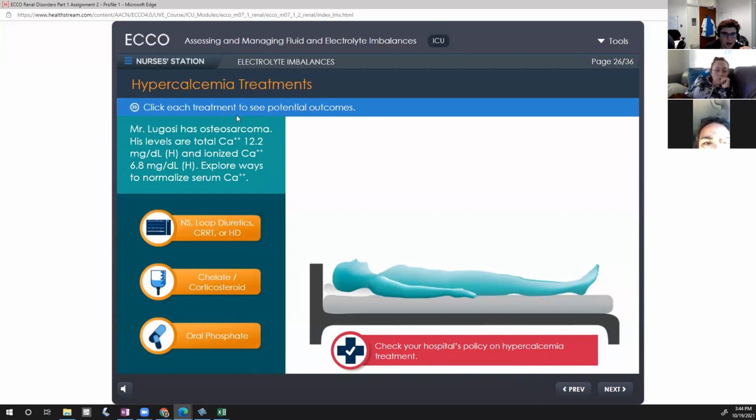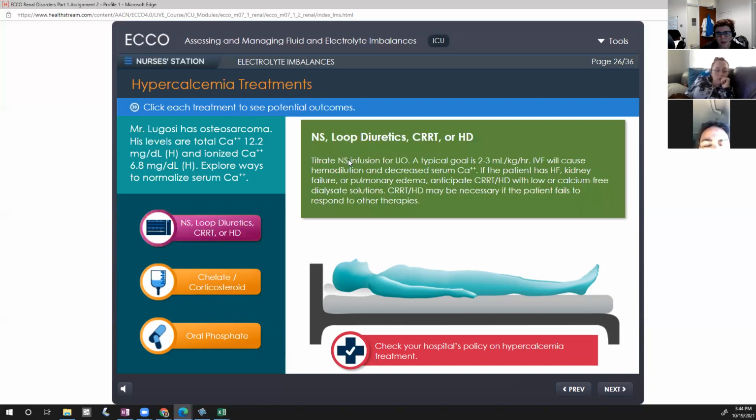And so if you've got a guy who's got an osteosarcoma, so that's a tumor of the bone, obviously we're going to see alterations in calcium. We might use a loop diuretic. So that will cause the blood to be diluted, so we're not changing the level of calcium, we're just trying to dilute it within the body. And then we can use CRRT or dialysis, but we have to use a calcium-free dialysate. So when you're looking at the bags, if you're doing CRRT, that's really important.